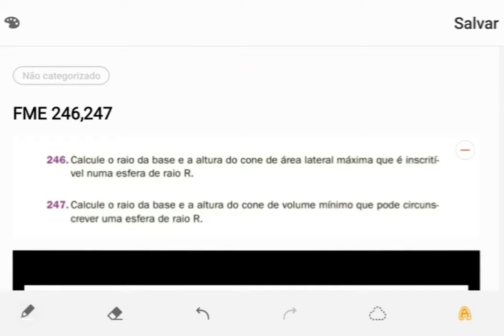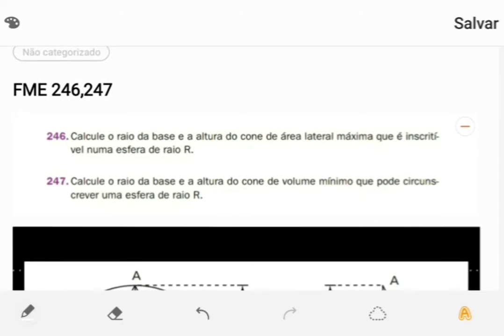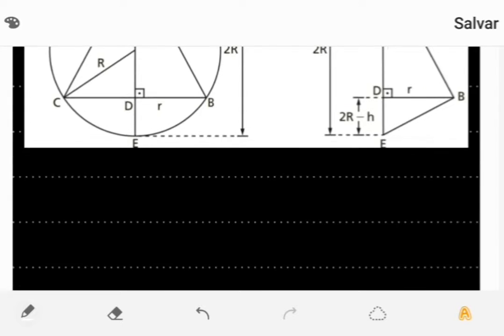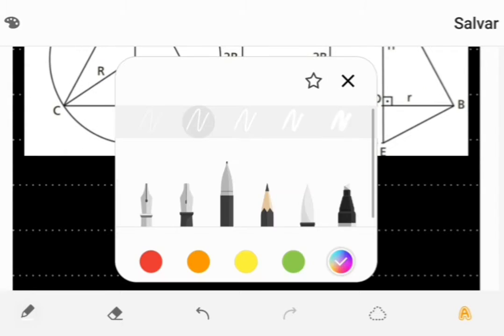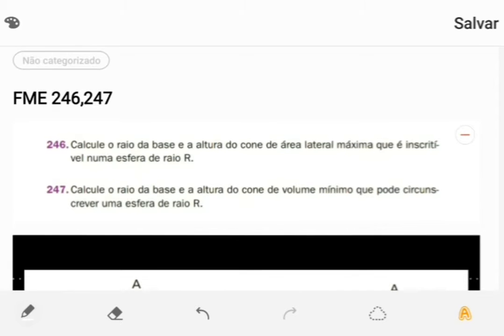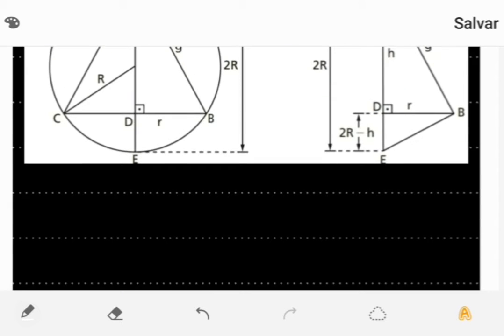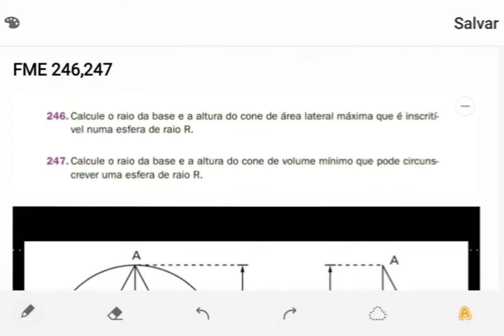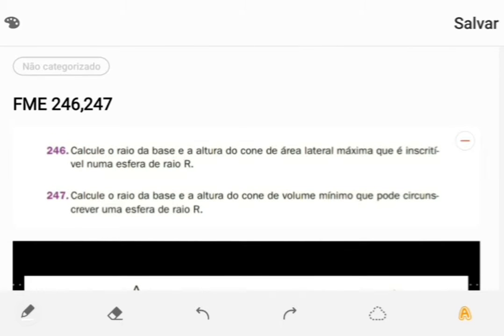Hello everyone. Today we are going to solve these two questions over here. They are from my book. It's written in Portuguese, so if anyone wants the name, it's called Fundamentos de Matemática Elementar. It's volume 8, okay? And these are the numbers of the question.